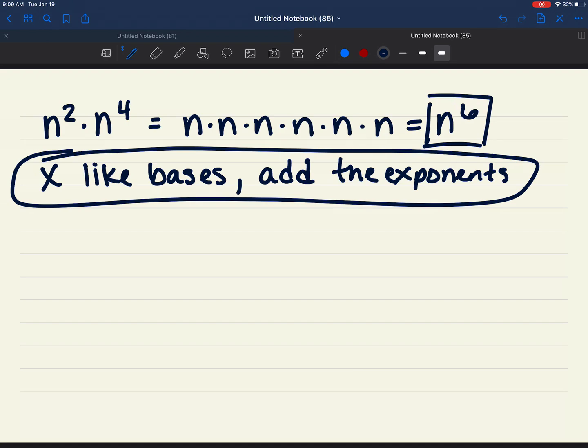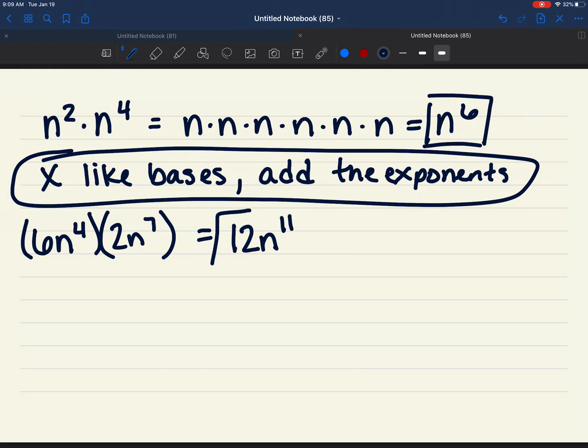Okay, so when do you add the exponents? When you're doing what operation? Multiplication only. All right? Okay, what if I have 6n to the 4th and I want to multiply that by 2n to the 7th? Anybody? 12n to the 11th. Okay. Why do I not add 6 and 2? Because it's multiplication.